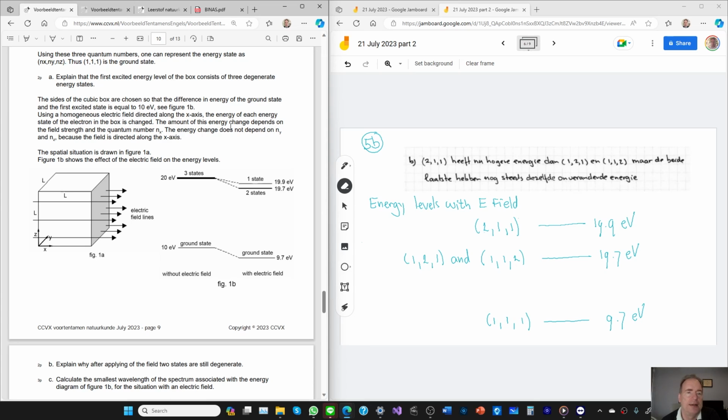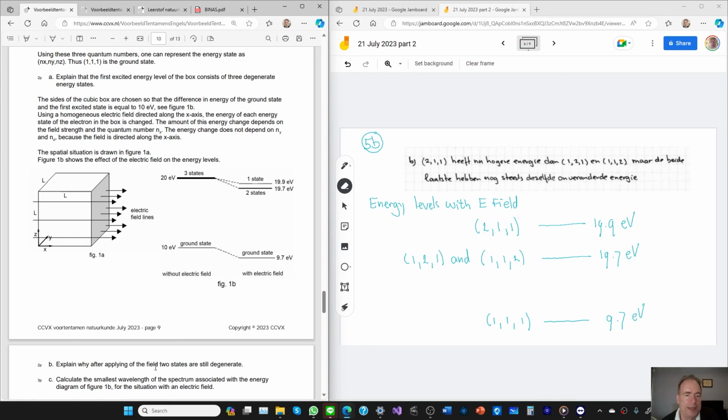We are going to apply an electric field, and this is done along the x-axis. The energy levels actually change when you do this. You still have a ground state, but then these two excited states split into two energy levels. And this energy change does not depend on Ny and Nz because the field is directed along the x-axis.